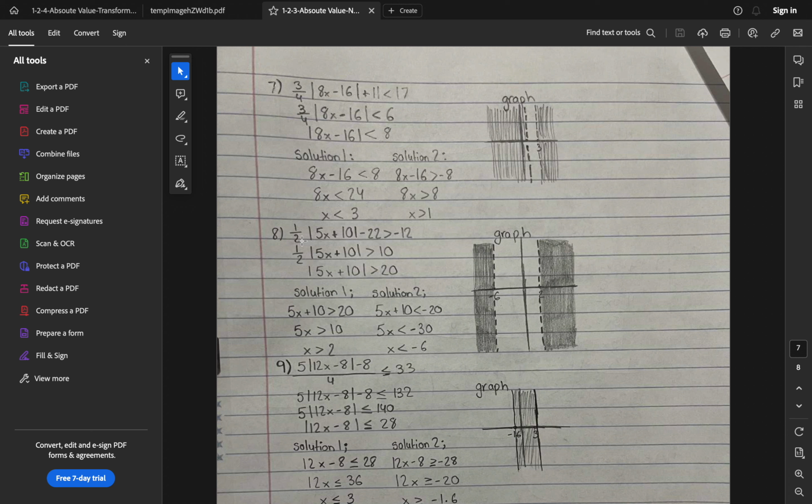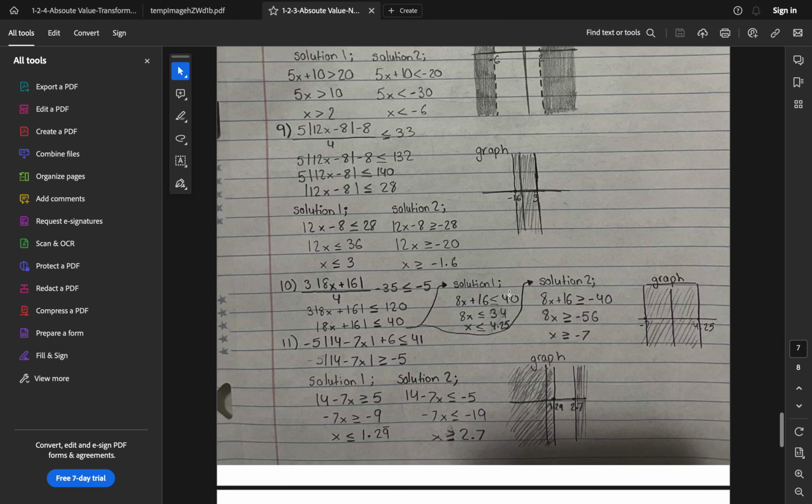Once again, we take this equation and isolate, so that only the numbers in the absolute value brackets are left. So it becomes the absolute value of 5x plus 10 has to be greater than 20. Now we have two solutions, where it has to be greater than 20 and where it has to be less than negative 20. We isolate for x in both, so we get x has to be greater than 2 and x has to be less than negative 6, as shown in the graph here.